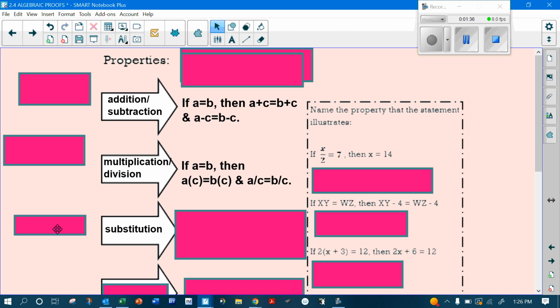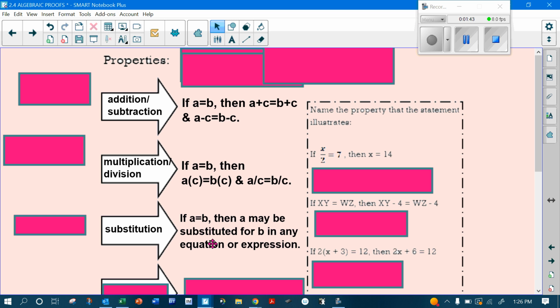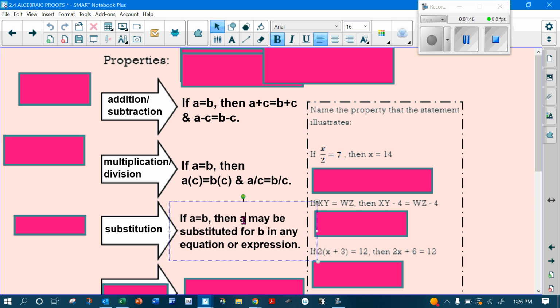The next one is substitution. Substitution, you know, when you substitute something in place of something else. So what it looks like is if A is equal to B, then A, and I am going to actually put quotations around A, so I can take the letter A and I can substitute it in place for B in any equation or expression. Okay, so if A and B are the same number, then I can replace them with each other because they're equal to each other.